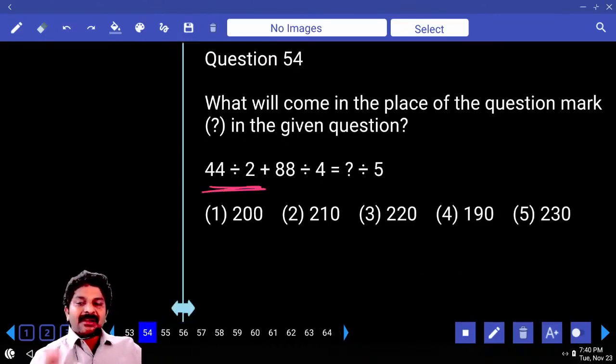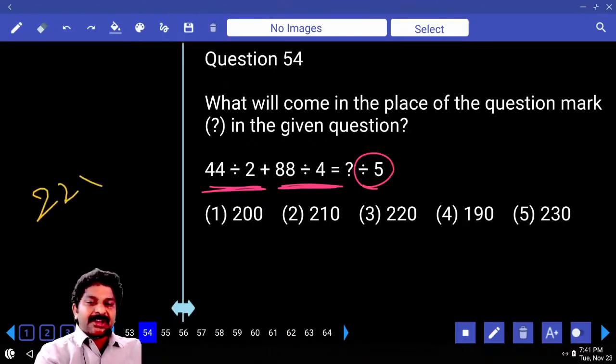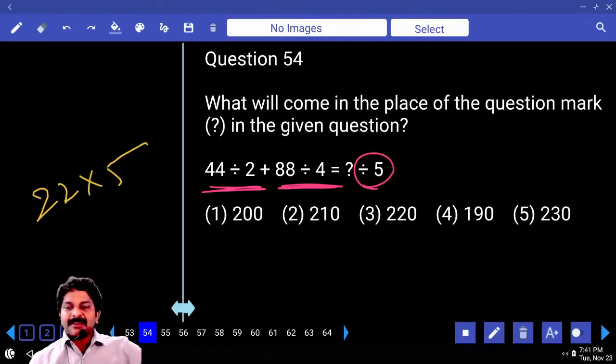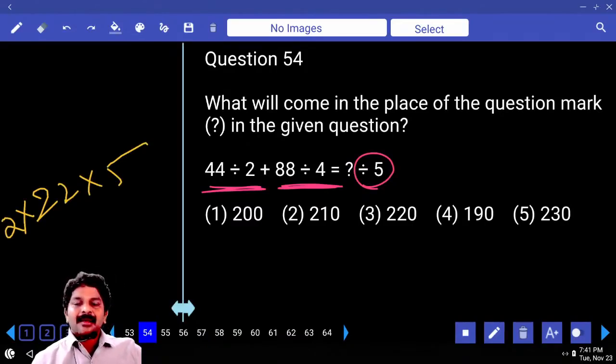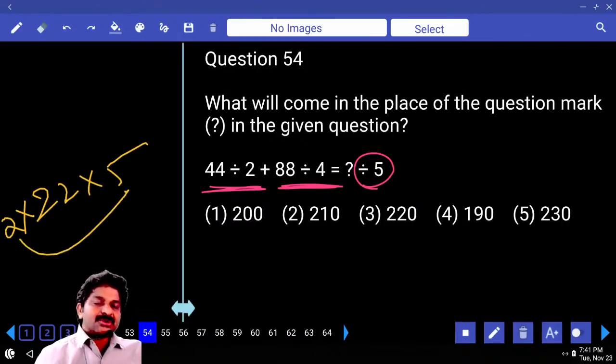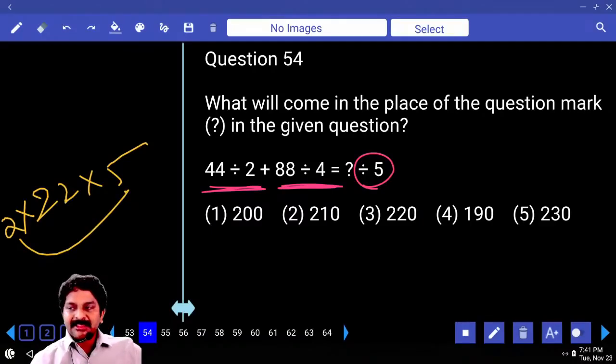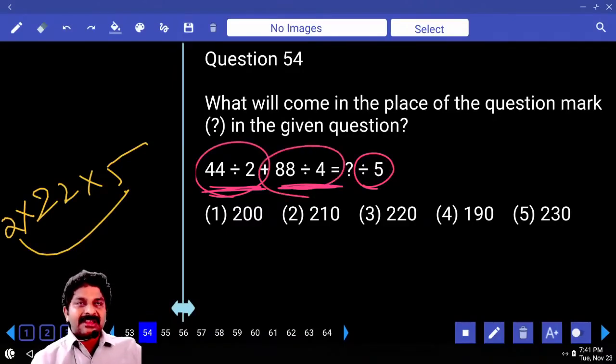How much is this number? 22. How much is this number? 22. Plus 22, 22. Divided by 5 goes to the other side. That becomes 22 5 times only. Answer, sorry, 2 into 22 into 5. Correct? That is 220 only. Next, otherwise you can go for 11 multiplication. This fellow is 11 multiple, this fellow is 11 multiple, sum 11 multiple, multiplication also 11 multiple.